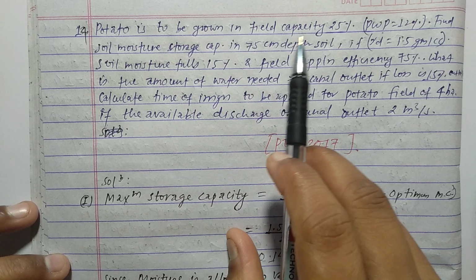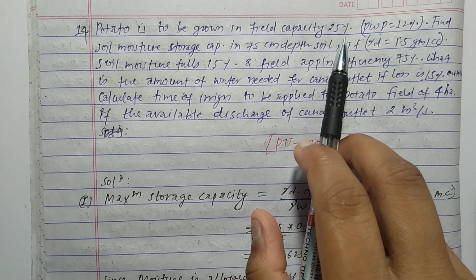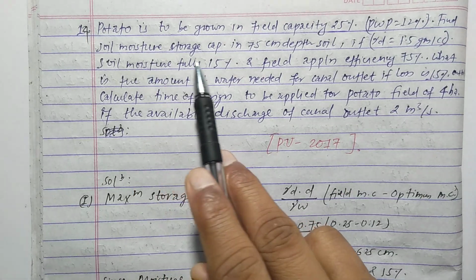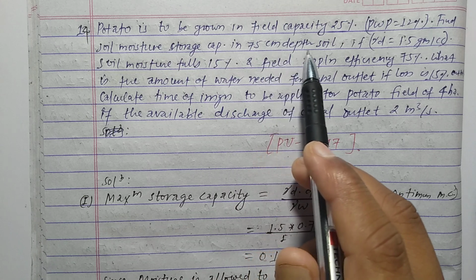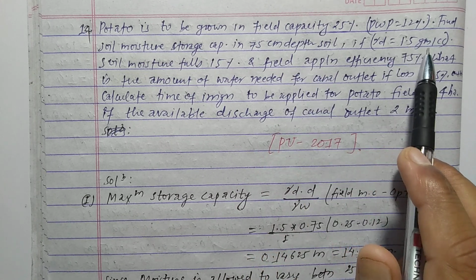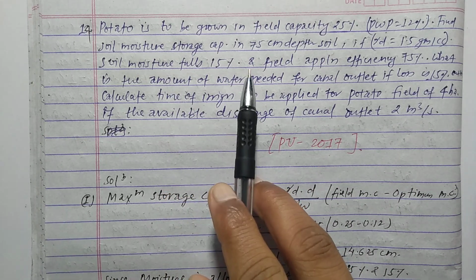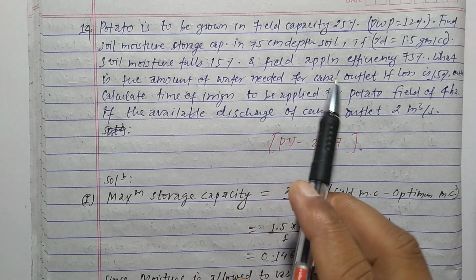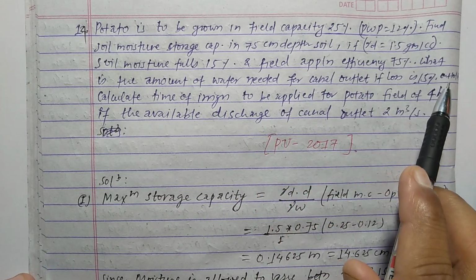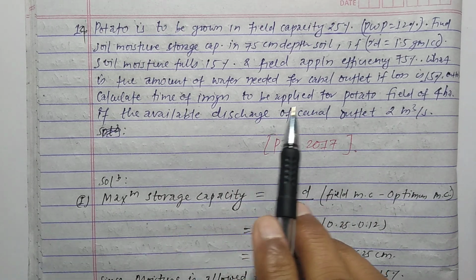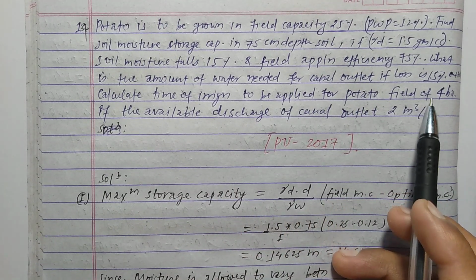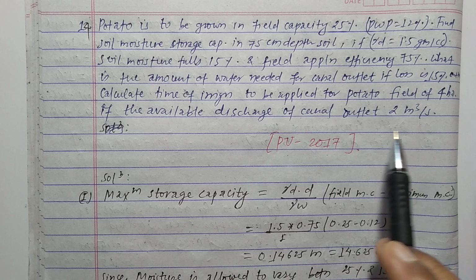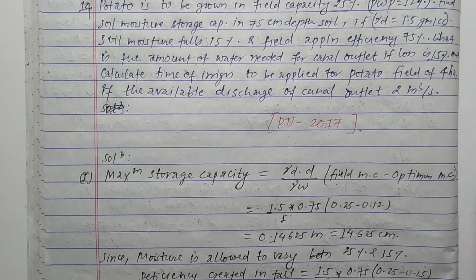Potato is to be grown in a field with field capacity 25% given in the question, and PWP is 12%. Find soil moisture storage capacity in 75 cm depth soil, if gamma of D is 1.5 gram per cc, soil moisture fall 15%, field application efficiency 75%. What is the amount of water needed for canal outlet if loss is given 15% outlet? Calculate the time of irrigation to be applied for a potato field of 4 hectare, given area is 4 hectare, if the available discharge of a canal outlet is 2 meter cube per second. So all this data is given in the question.